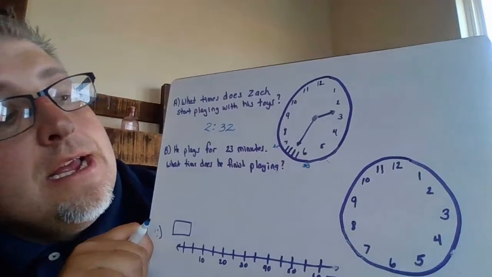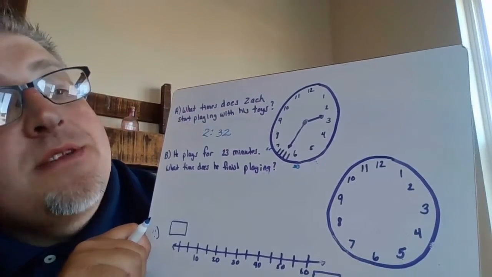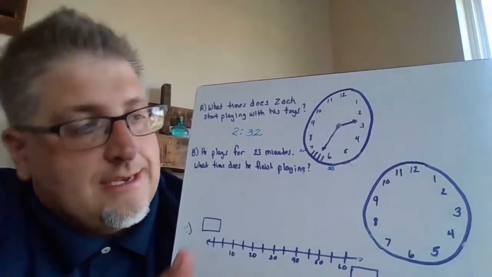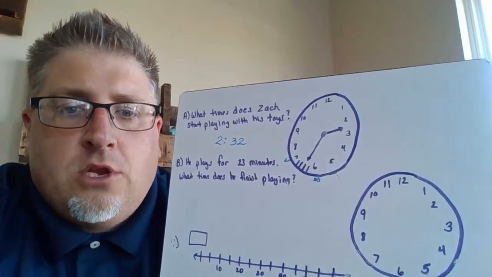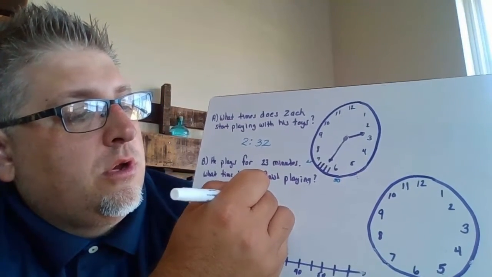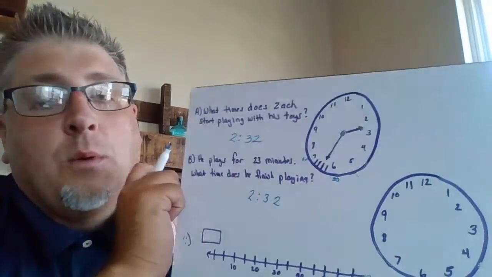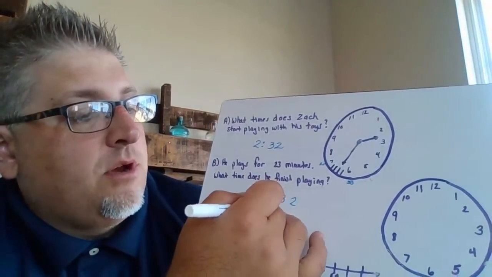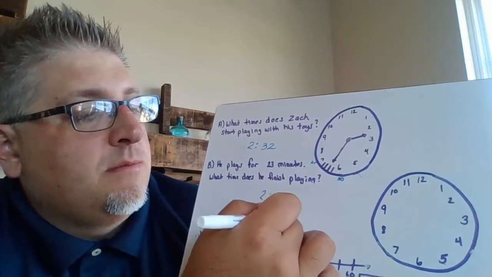Question 2 says, he plays for 23 minutes. What time does he finish playing? So they want us to figure out, he played for 23 minutes, and then put that on the clock here. We know he started at 2:32, right? And we're just going to add 23 minutes in there. We're just going to do some basic math there.